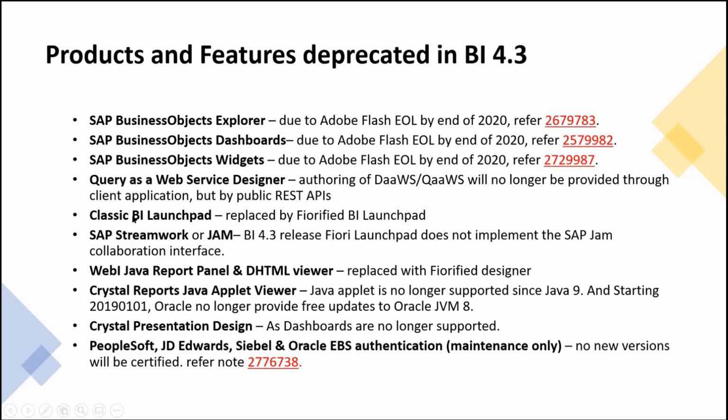The same URL works to get you into Fiori. In 4.2, the BI Launchpad URL gets you into the Fiori version, but now the BI URL works to get you into the Fiori version. So people won't have to update their URLs. There's SAP StreamWork. It's not implemented yet.